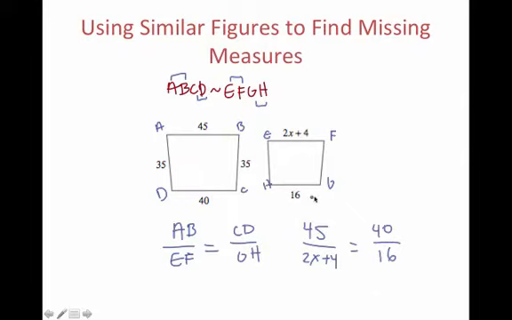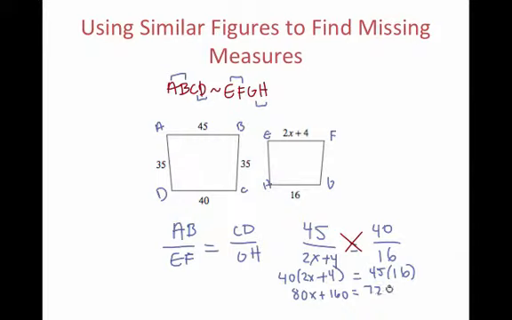So I just use the cross products and have 40 times (2x plus 4) equals 45 times 16. I made sure I put the parentheses in there, so I'm going to distribute the 40 to everything. So it becomes 80x plus 160 equals 45 times 16, which is 720.